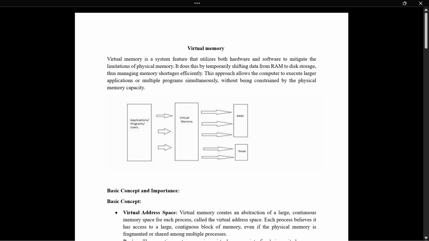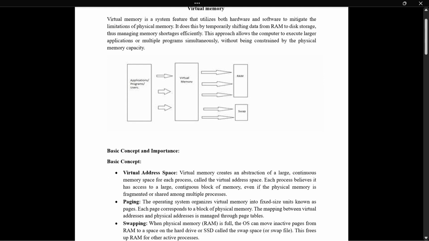Hello everyone, in this video we'll discuss virtual memory. Virtual memory is a system feature that utilizes both hardware and software to mitigate the limitations of physical memory. This approach allows the computer to execute larger applications or multiple programs simultaneously without being constrained by the physical memory capacity.